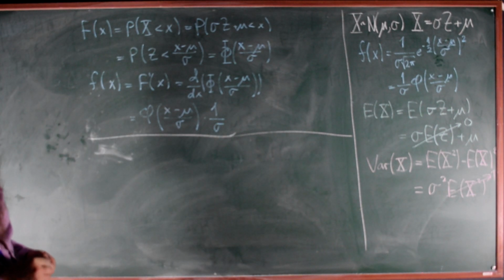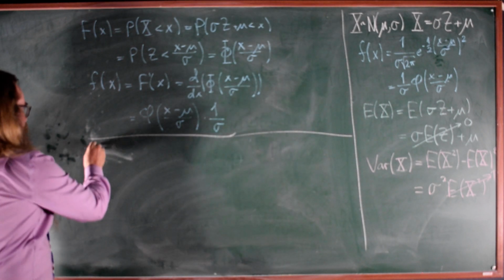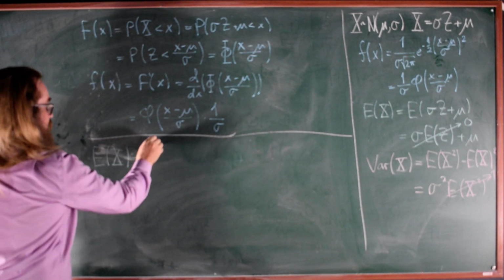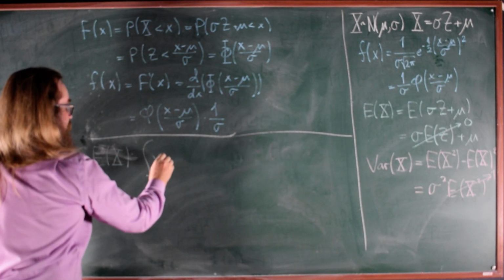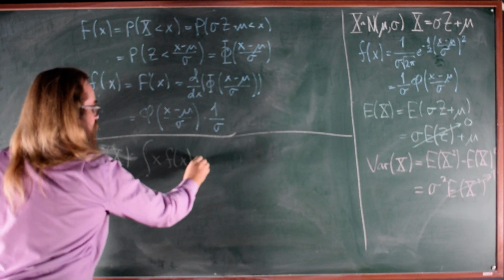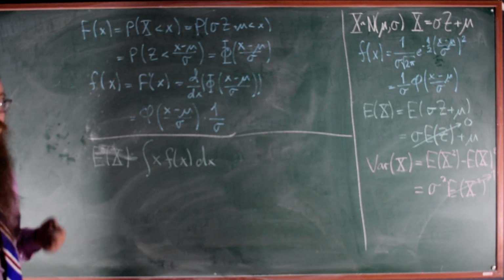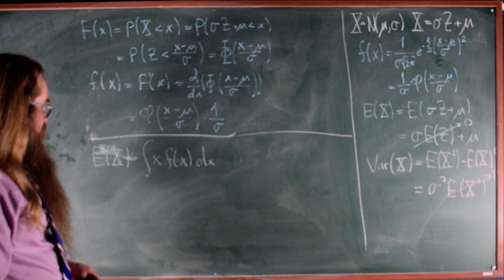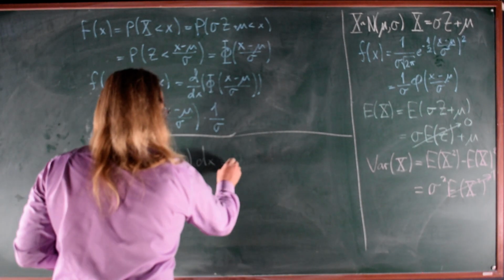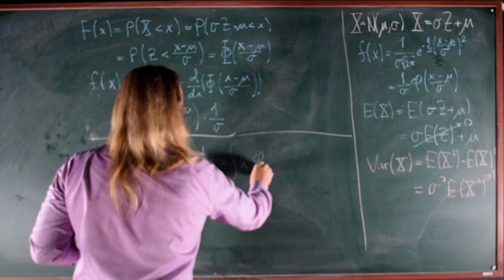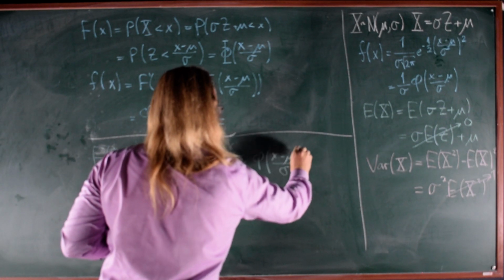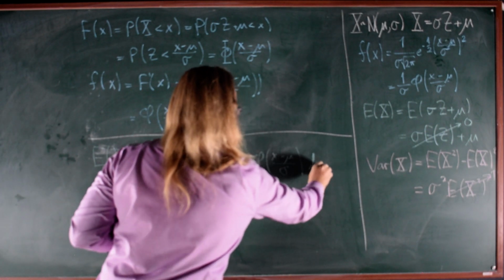So the expected value. Show the linearity of the expected value, that it actually gets us the same thing. All right. So the expected value of our random variable is defined as the integral of x times f of x dx. But this I've just shown is the same thing as the integral of x phi of (x minus mu) over sigma dx.